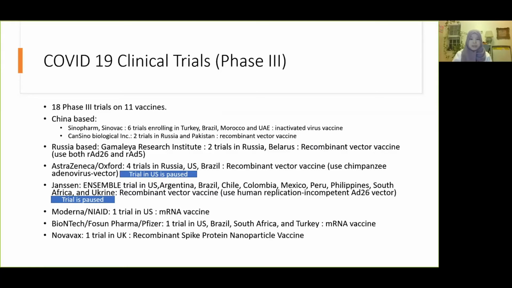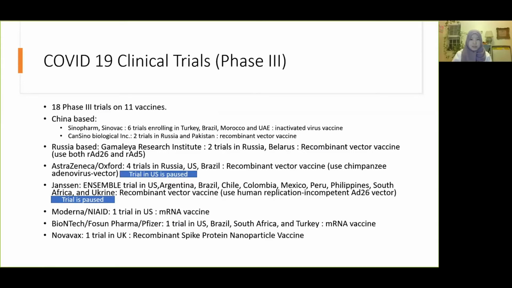Russia developed 2 recombinant vaccines using both adenovirus vector 26 and 5, running 2 trials in Russia and Belarus respectively. AstraZeneca and University of Oxford developed the recombinant vaccine using chimpanzee adenovirus vector. It has 4 trials in Russia, US, and Brazil.